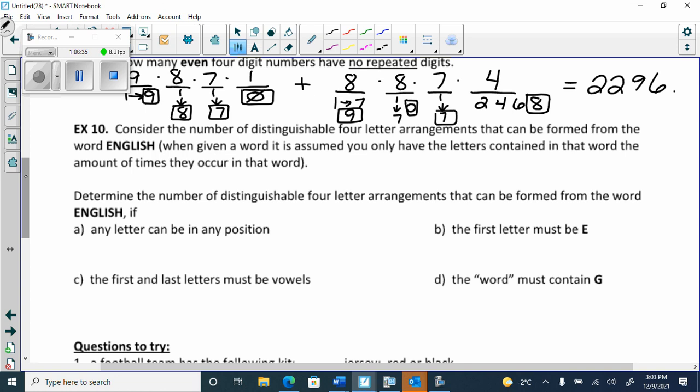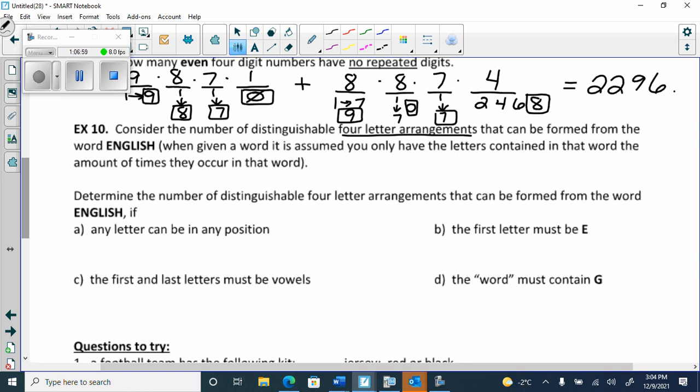So here it says, consider the number of distinguishable 4-letter arrangements. So how many blanks am I going to have? I'm going to have 4. That can be formed from the word English. When given a word, it is assumed you have only letters contained in that word the amount of times they occur in that word. So you got Scrabble tiles. If you always think of it as Scrabble tiles, you'll be golden.